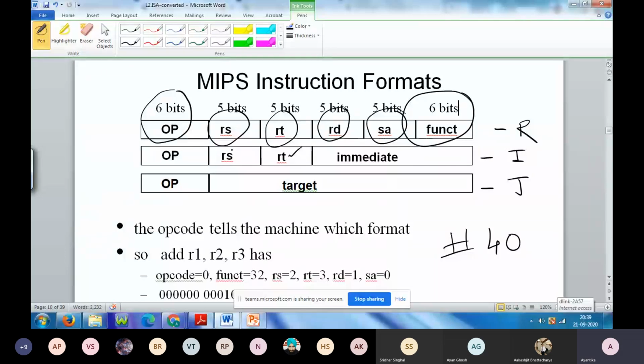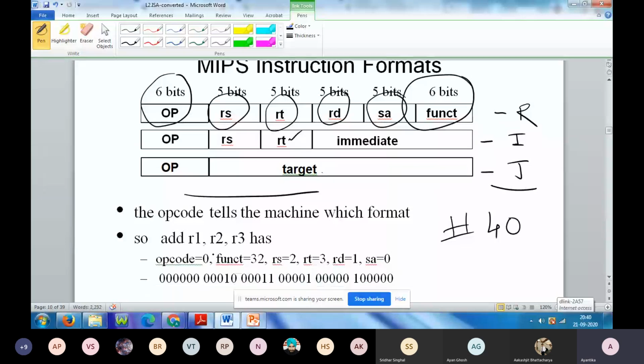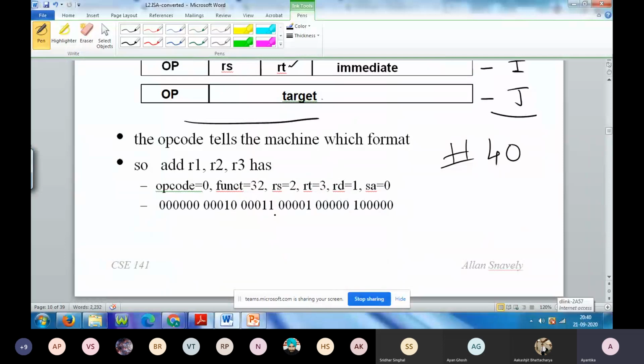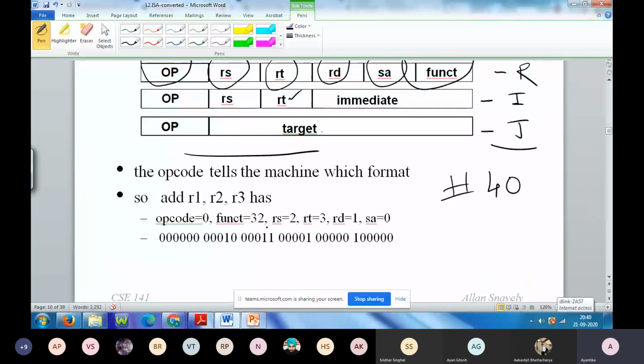This type of J instruction format we typically use in the case of jump instructions, where your opcode suggests that you have to jump, and this is your target location address, where you can make the jump. So this way, one example is given: opcode 0.